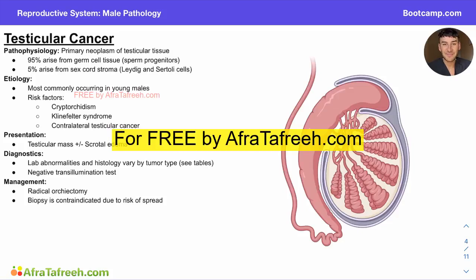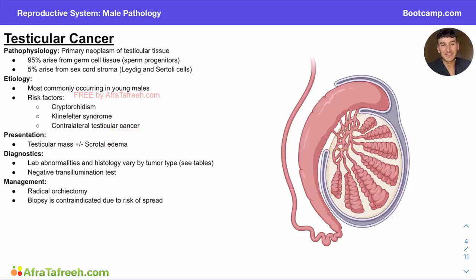Alright guys, let's get busy talking about testicular cancer. Testicular cancer is going to be something on your differential whenever you have a male presenting with a testicular mass or testicular pain. These are going to be more common in our younger male patients. However, they can affect males of any age. So let's go ahead and start by talking about the pathophysiology here.